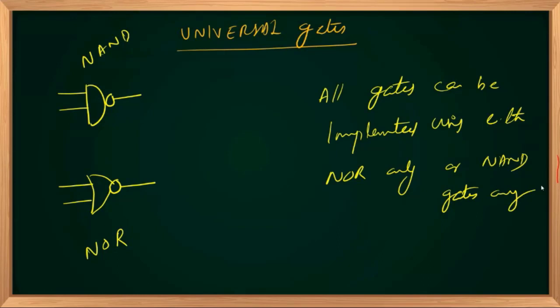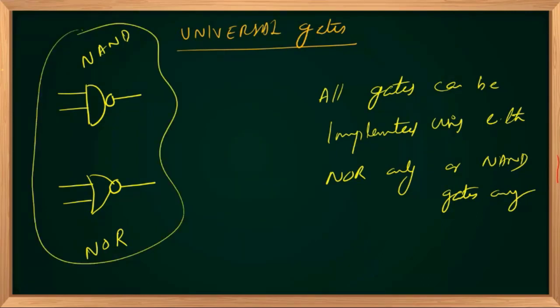Clear? So please understand that universal gates are NOR and NAND. That is very simple. So let us move to previous questions. And one more topic we left out.